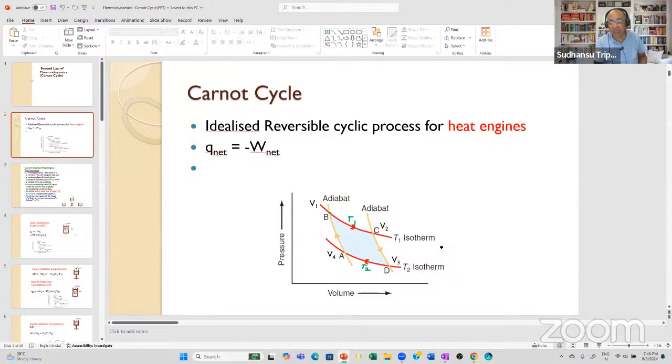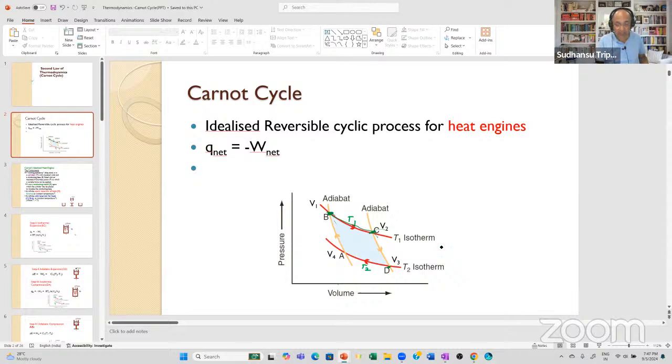B to C is isothermal, reversible expansion from a lower volume to a higher volume. Then again expansion, but this expansion is adiabatic. C to D is adiabatic expansion from volume V2 to V3. This is from V1 to V2. This is from V2 to V3.